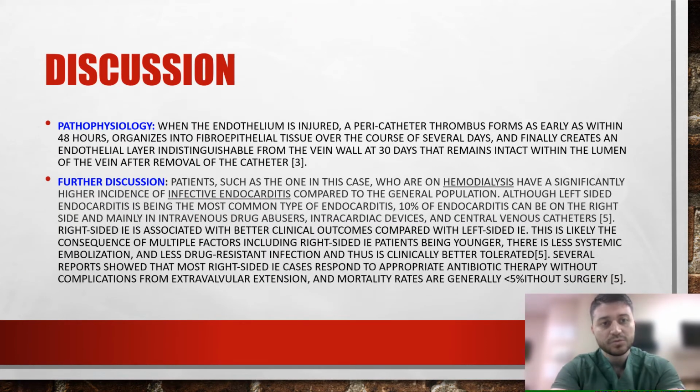The pathophysiology of that is when the endothelium is injured, a pericatheter thrombus forms as early as within 48 hours, organizes into fibroepithelial tissue over the course of several days, and finally creates an endothelial layer indistinguishable from the vein wall at 30 days that remains intact within the lumen of the vein even after removal of the catheter.